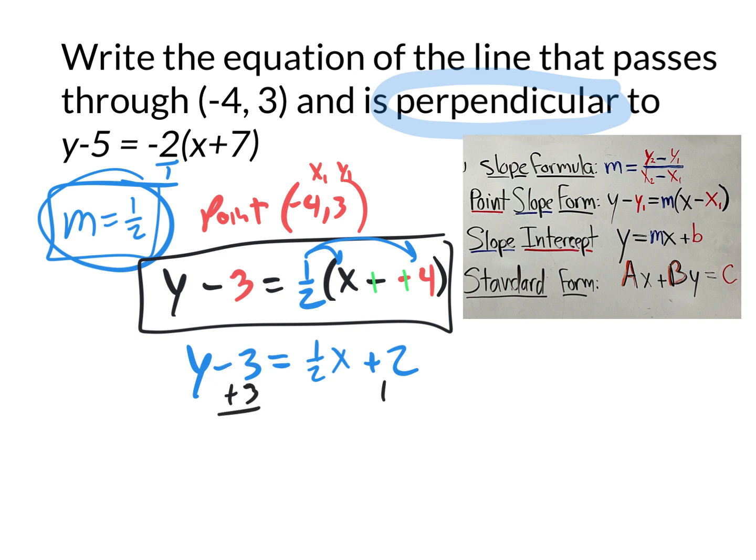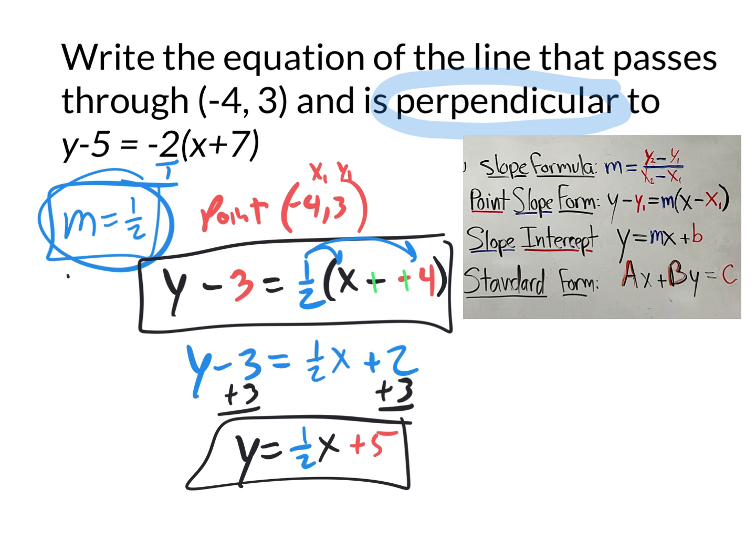Plus 3, plus 3. You're going to end up with y equals, the slope is 1/2. You have it with an x, and the b value happens to be plus 5. So there's your slope-intercept form equation. This one was point slope. This is slope-intercept.